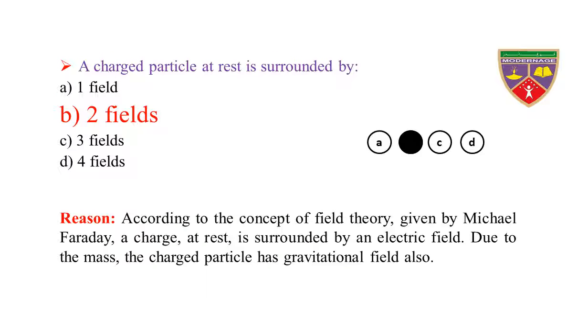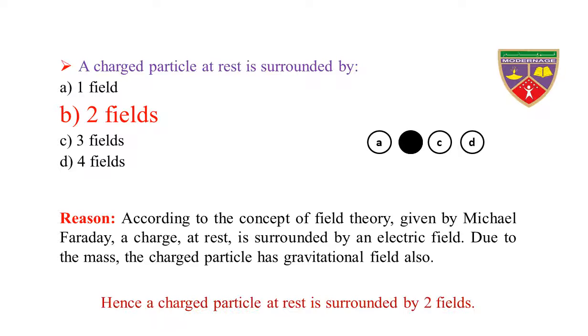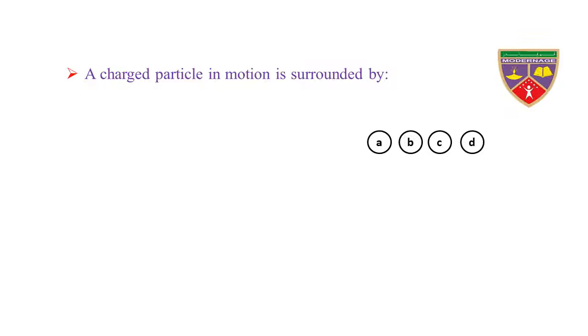Reason. According to the concept of field theory given by Michael Faraday, a charge at rest is surrounded by an electric field. Due to the mass, the charged particle has a gravitational field also. Hence, a charged particle at rest is surrounded by two fields.